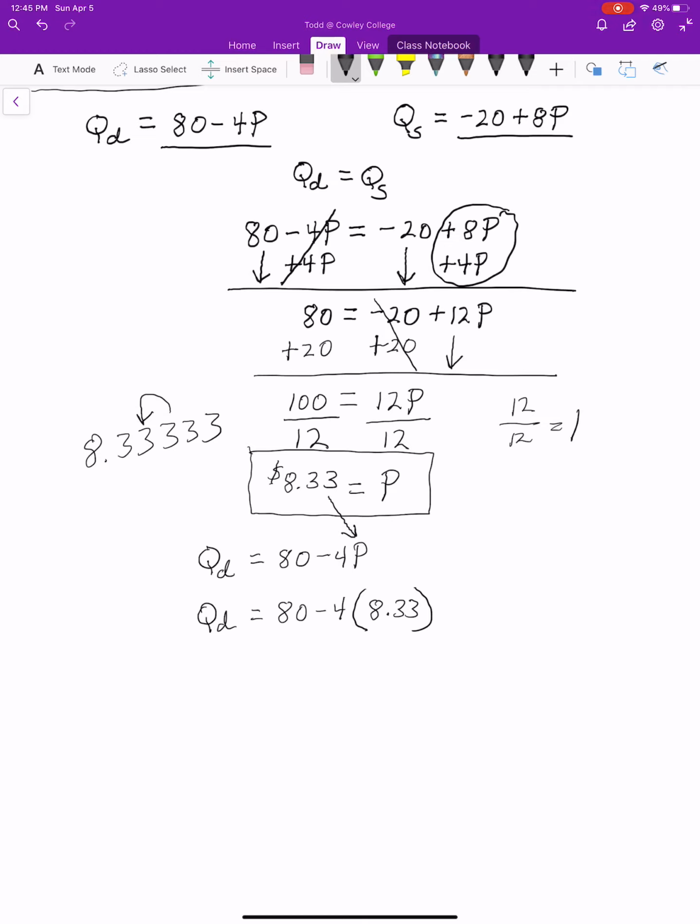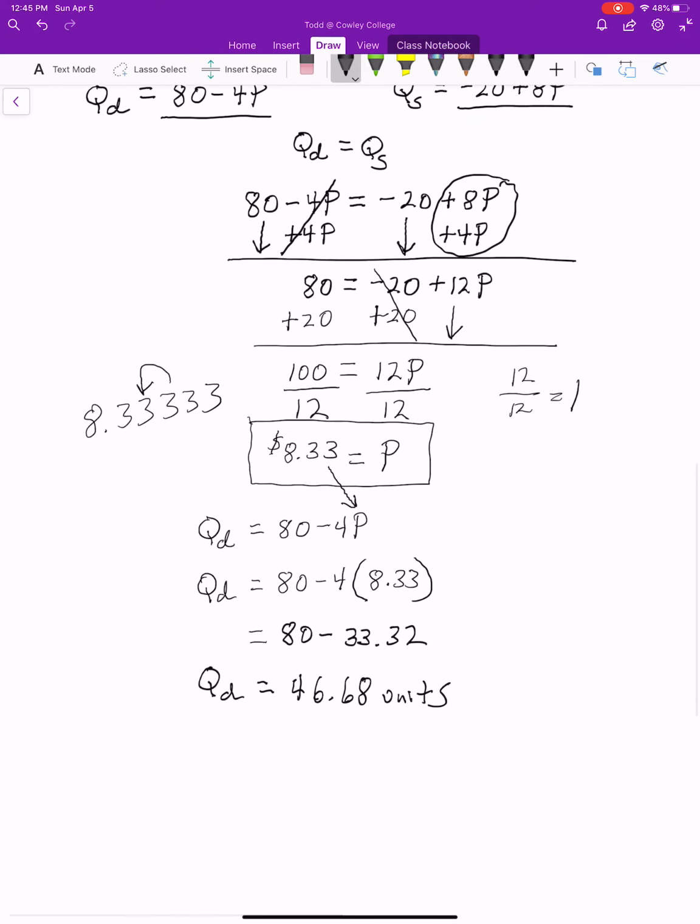Okay, then we can start simplifying it. So we have 80 minus 4 times the quantity, 8.33, which is going to give you 33.32. And then, if you take your 80 minus your 33.32, that is going to give you 46.68 units of the good.